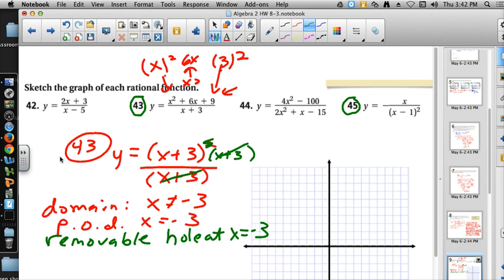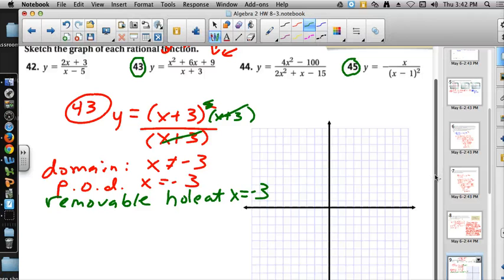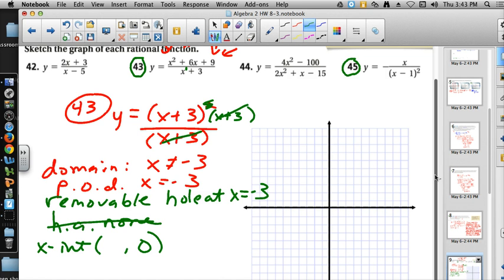Then we would want to go through and try vertical asymptotes. Well, we don't get any. There's nothing else left in the denominator for us to use for a vertical asymptote. But horizontal asymptotes, let's take a look. The degree of the numerator was a 2, and the degree of the denominator was a 1. And when the degree of the numerator is greater than the degree of the denominator, we don't get any of those. So that's out. Then we would try our x-intercepts, which is when y equals 0.